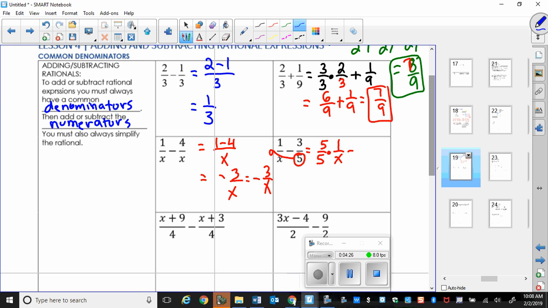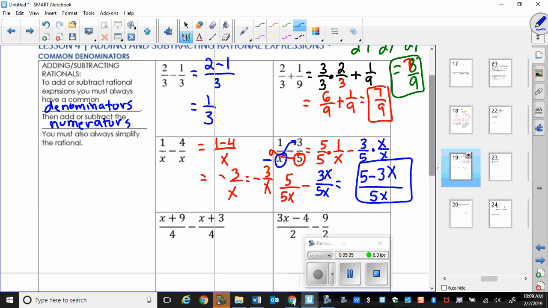minus 3 over 5 times x over x, where the x goes over here. We're going to simplify that. We get 5 times 1 is 5, 5 times x is 5x, minus 3 times x is 3x over 5x. Simplify, we just put them together. 5 minus 3x divided by 5x is the simplified version of this fraction. And I'm just going to circle my answer from before.